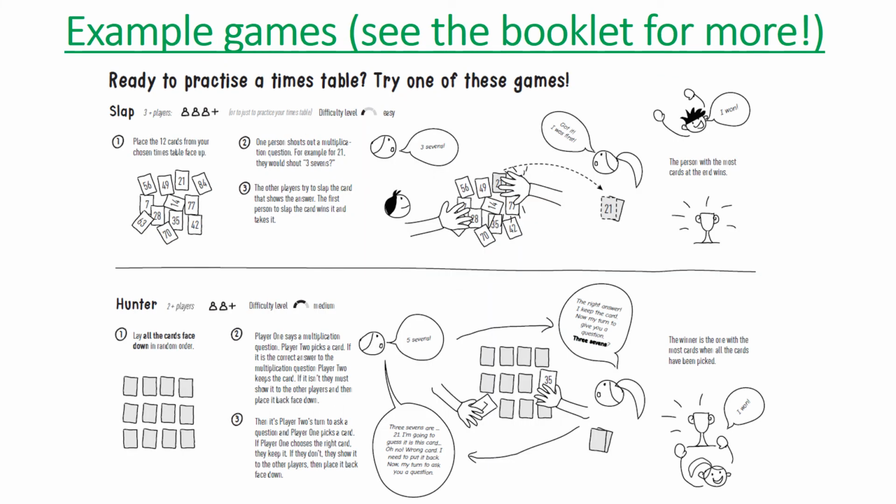These are a couple of examples of the games that can be played with the Funkey Maths times tables cards. There are 12 games altogether that are shared within the Times Tables user guide. Let's have a look at the game at the top, which is called Slap. Place the 12 cards from your chosen times tables face up. One person shouts out a multiplication question. For example, for 21, they would shout, 3 sevens? The other players try to slap the card that shows the answer. The first person to slap the card and respond with the full soundbite wins it and takes it. The person with the most cards at the end wins.